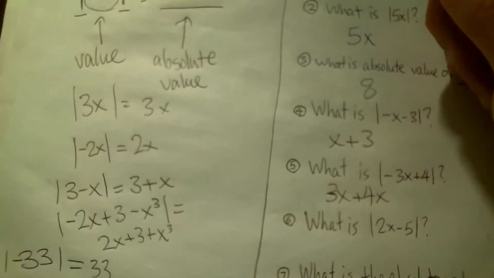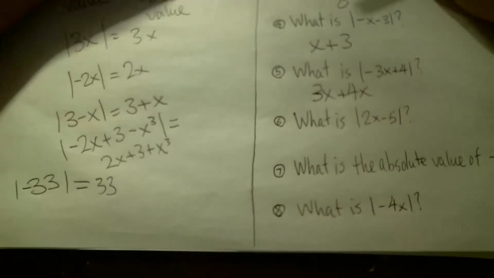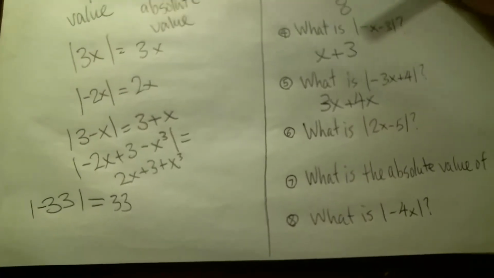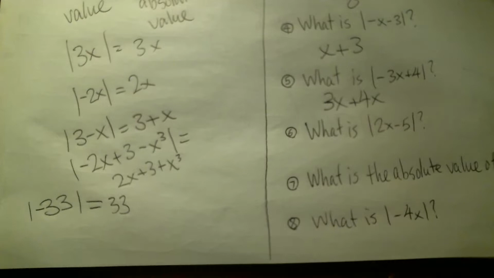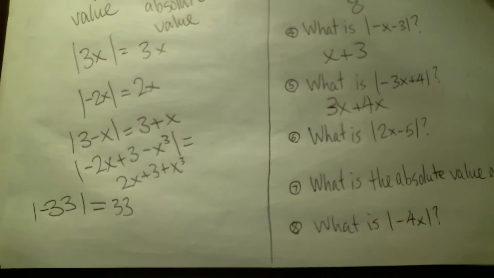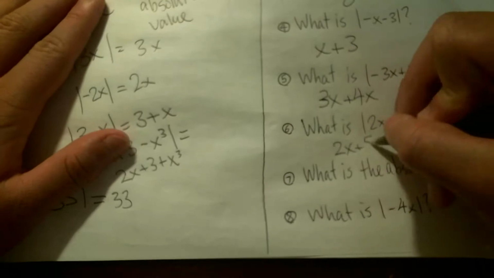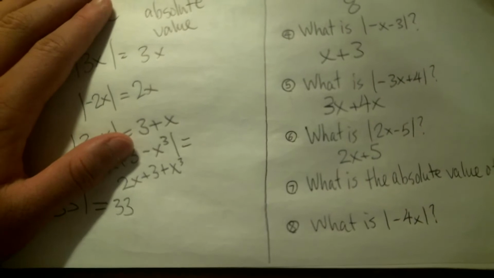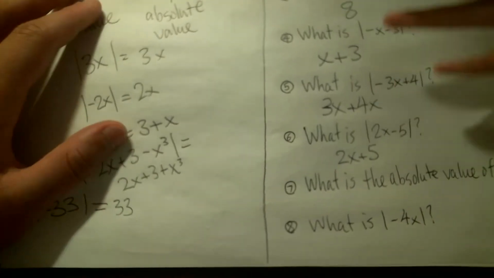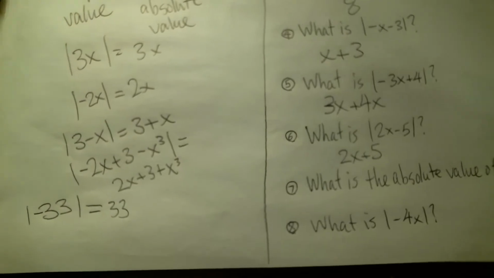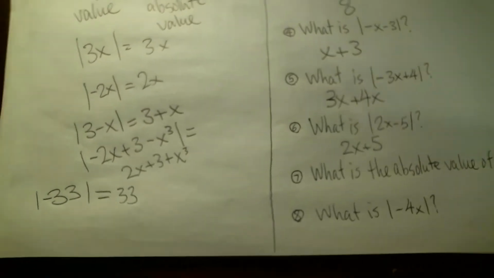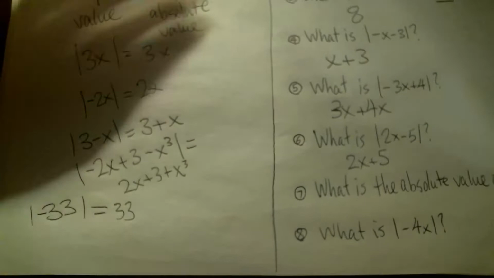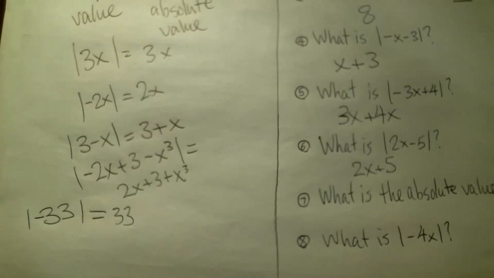And let's do the sixth one, which asks: what is the absolute value of 2x minus 5? This one here we would just have 2x plus 5 instead. So here we have 2x plus 5 as the answer, since we have the negative 5 as our negative term here, so we would just have to change the sign to a positive.